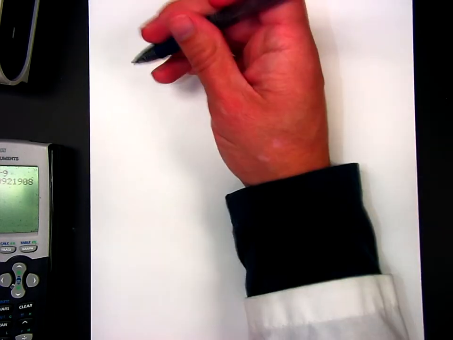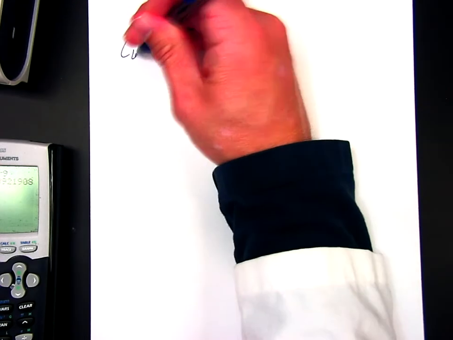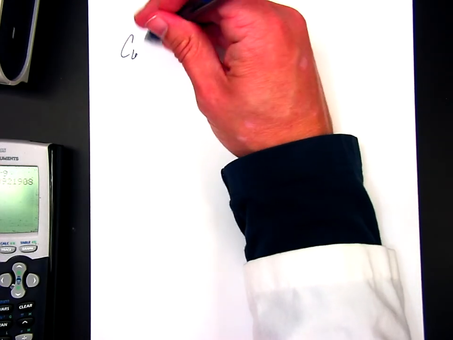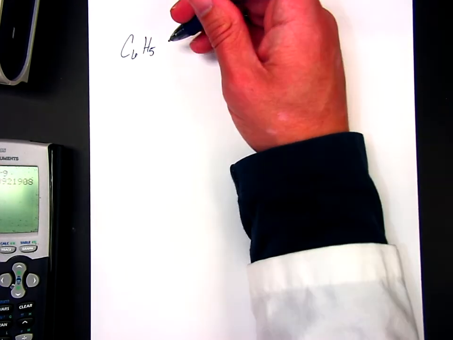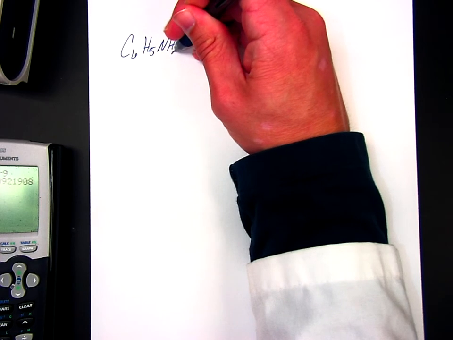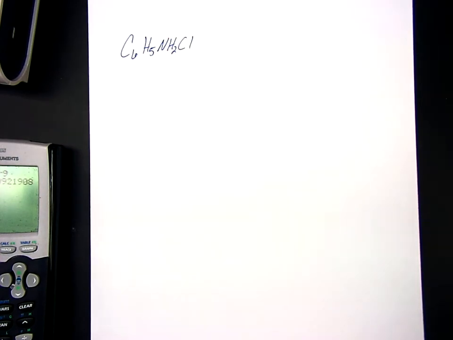We have a problem that looks at aniline chloride, and it wants to know what will happen when it's added to water. So aniline chloride, according to the problem, is C6H5NH2Cl. All right, aniline chloride.